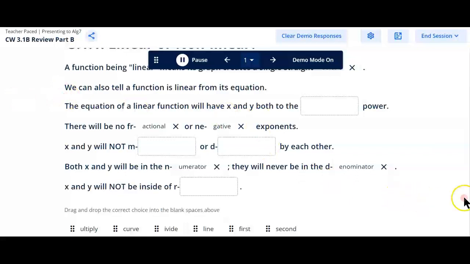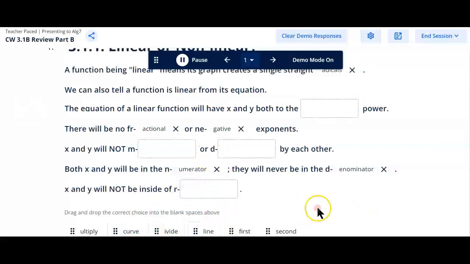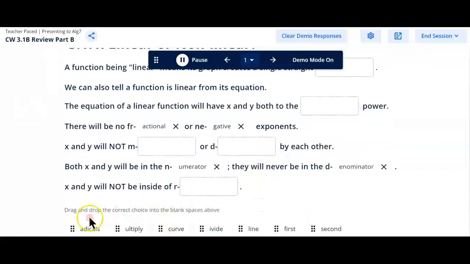Okay, so we can change those. And they will not be inside of radicals. That should be everything everyone needs to revise to a fully correct answer.